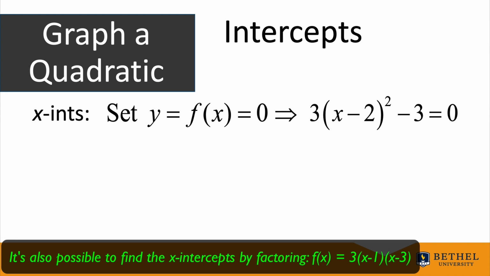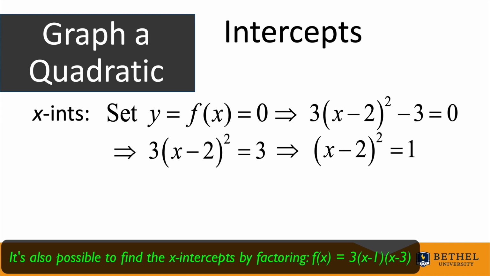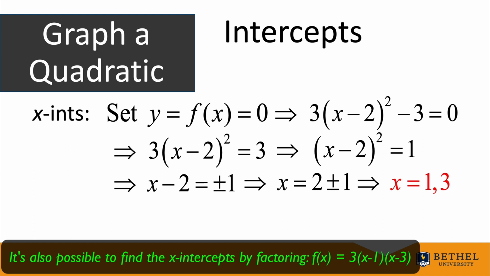The benefit of this is that we can do a couple of quick algebra steps to isolate an expression that is squared. We can then take the square root of both sides, allowing for both possible square roots of 1, plus or minus 1. After adding 2 to both sides and simplifying, we obtain the 2 x-intercepts, x equals 1 and x equals 3. The logic here is that if f of x equals 0, then x is 1 or 3. But you should also double check that f of 1 and f of 3 do indeed equal 0.